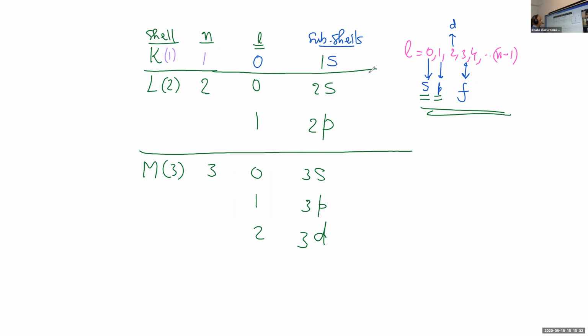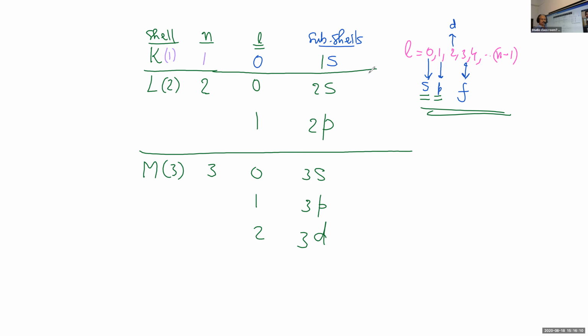Now, you look at this. The S subshell begins from which level? The minimum possible number. Come on. 1. First shell. 1S is possible, 2S is possible, 3S is possible, 4S, 5S, 6S, 7S is possible. All right?